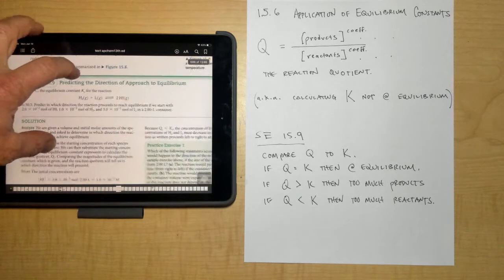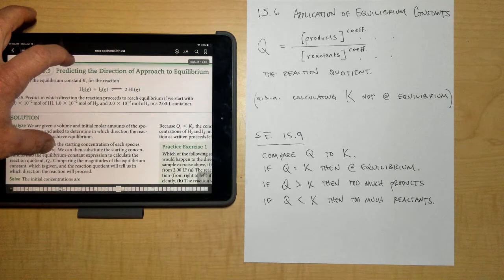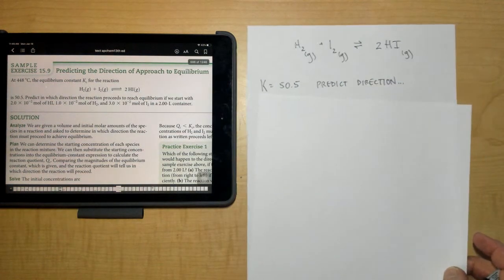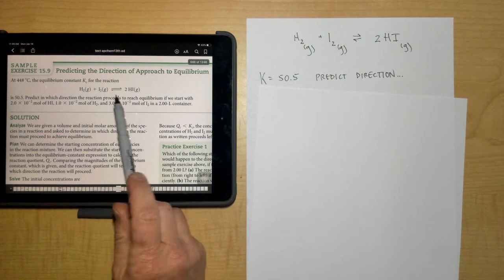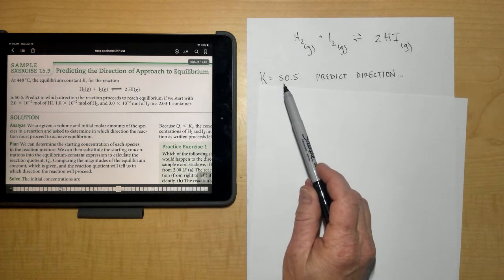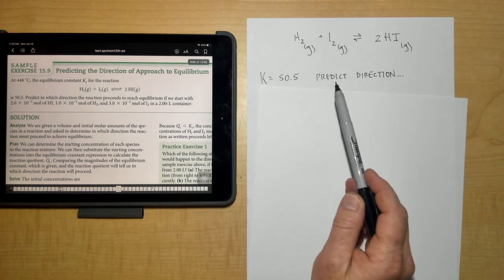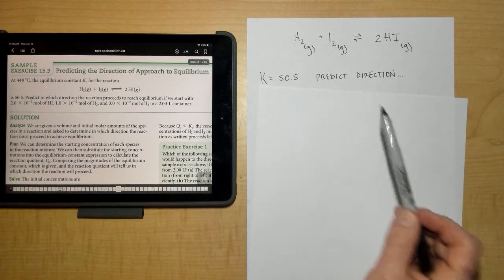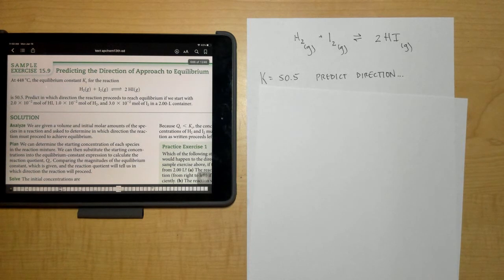The sample problem we're going to work is this one right here called Predicting the Direction of Approach to Equilibrium, sample exercise 15.9. So here's the equation that's given to us. H2 plus I2 goes to HI, all gaseous. And it gives us the K, and it tells us it's 50.5, and then it's going to give us some concentrations of reactants and products. And it wants us to predict the direction that the reaction would have to proceed to achieve equilibrium. In other words, it's saying, are we at equilibrium or not?